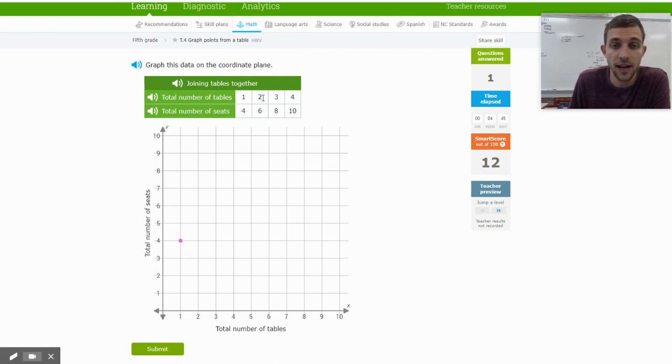Then if I have 2 tables and 6 seats, then I go 2, and then I go to 6. And if I have 3 tables, I end up with 8 seats. 3 tables, 8 seats. If I have 4 tables, that gives me 10 seats. 4 and 10.